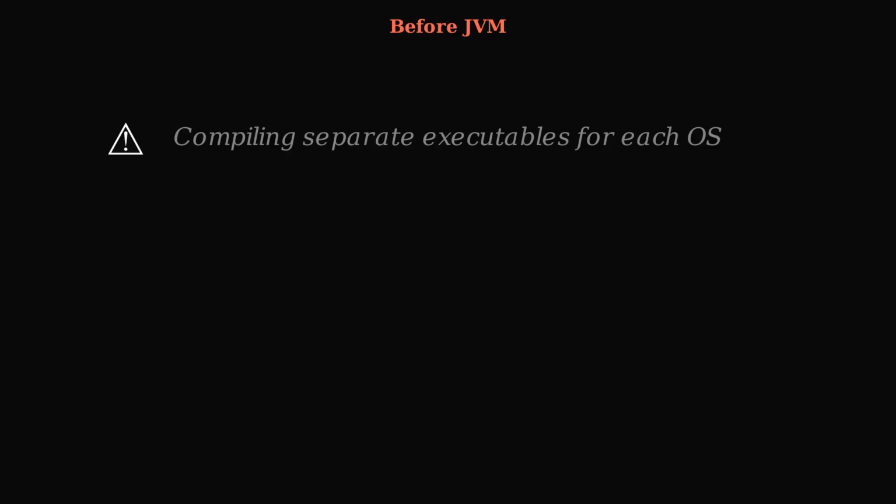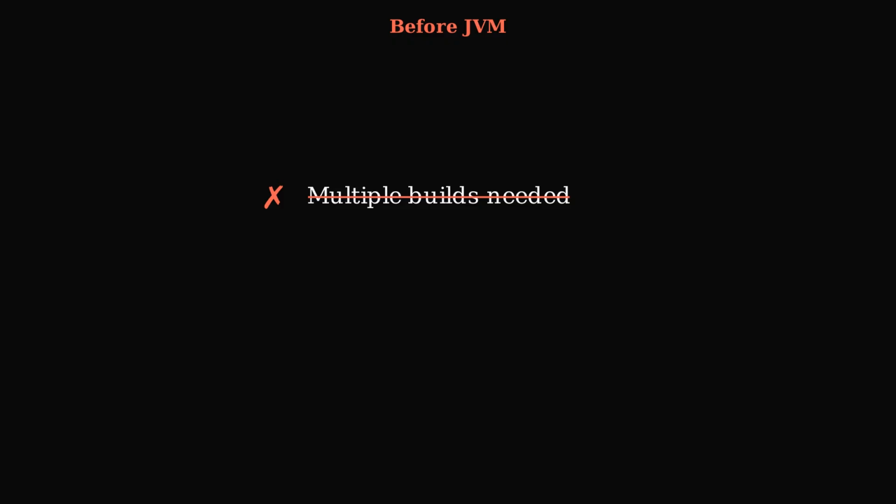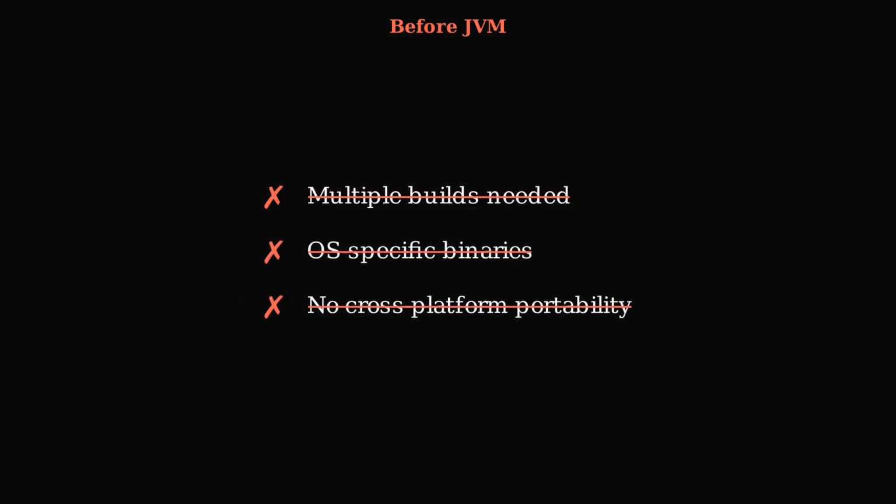So, what happens without JVM? Compiling separate executables for each OS. Look at how messy the code gets. Multiple builds needed. OS-specific binaries, no cross-platform portability. There has to be a better way.